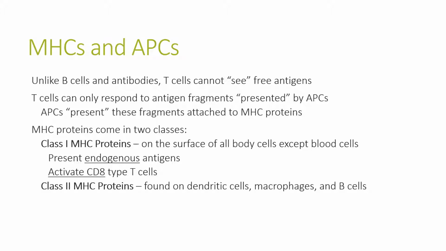Class 2 MHC proteins, on the other hand, are found on dendritic cells, macrophages, and B cells, meaning they're found on the major kinds of APCs. They present exogenous antigens, meaning antigens that come from an outside source, like antigens that were flowing freely through the circulatory system, or antigens that are caused by a cell or a virus outside of the cell. These class 2 MHC proteins activate the CD4 kind of precursor cells, the ones that either become helper T cells or regulatory T cells.